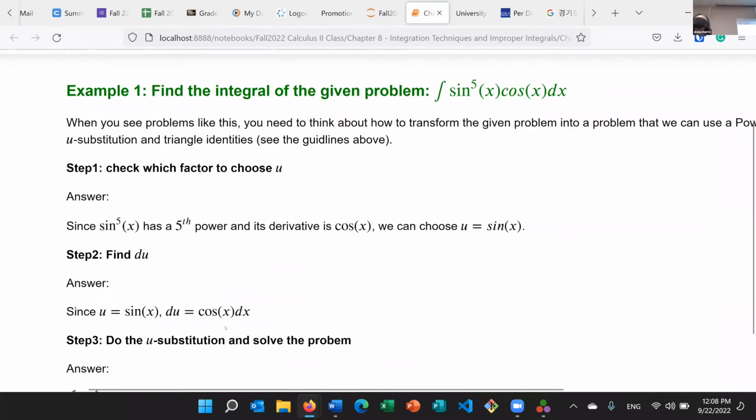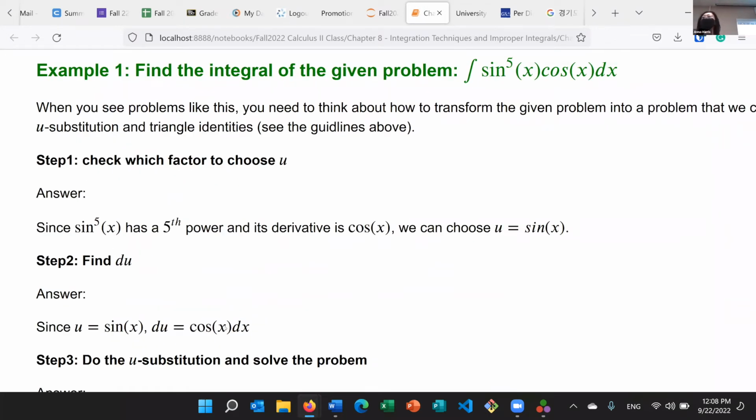So first example, if I give you sine to the fifth x cosine x, which pattern does it match? Remember there are three patterns. The first pattern is when sine has an odd power. Then you make it into an even power and then one odd power. The reason is that I want to use the Pythagorean identity. Are you with me, class? So that's what we're going to do.